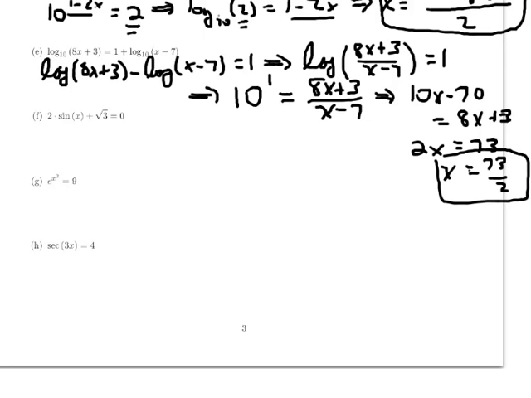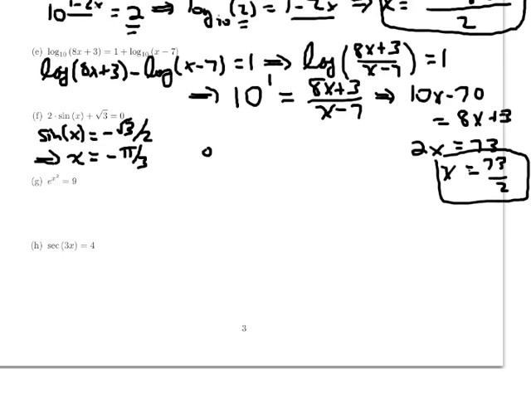In part F, we're doing another question with trig expressions. So I know I need to get my trig expression by itself on one side, and that will be sine of x is negative square root of 3 over 2. We use our table to get our first value. In the table, if you look up negative square root of 3 over 2, you find that x has to be negative pi over 3.